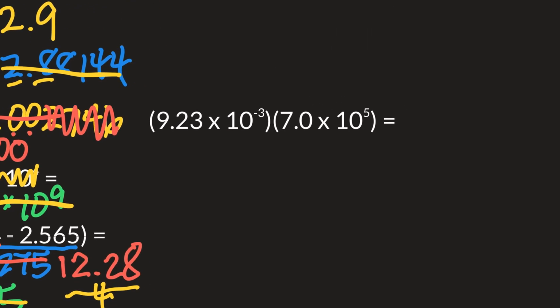So this one, hopefully, is actually pretty easy because, again, for scientific notation, you're just going to plug it in. So I'm going to do 9.23 times 10 to the negative third times 7.0 times 10 to the fifth. And I get 6,461. Okay. Counting sig figs.